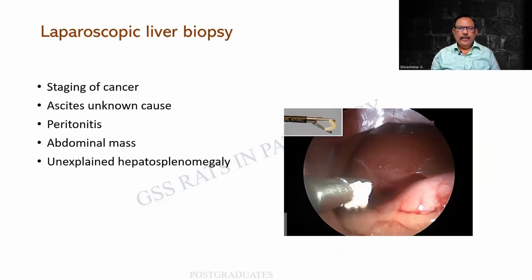Laparoscopic biopsy. Sometimes it can be done for staging, ascites of unknown origin, peritonitis, abdominal mass, as an ERCP, and unexplained cases of hepatosplenomegaly. Look at the fork that is safely holding the tissue.